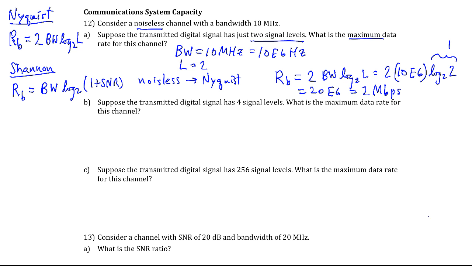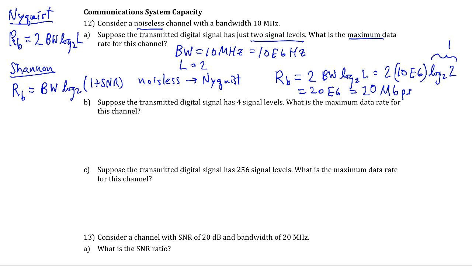If I can write the whole number down, 20 megabits per second. That's why you have to check your work. It's too easy to write these things wrong. Okay, so 20 megabits per second is the maximum data rate for that channel.